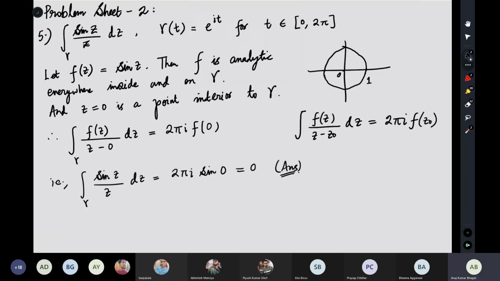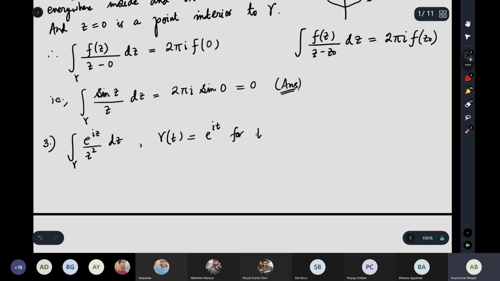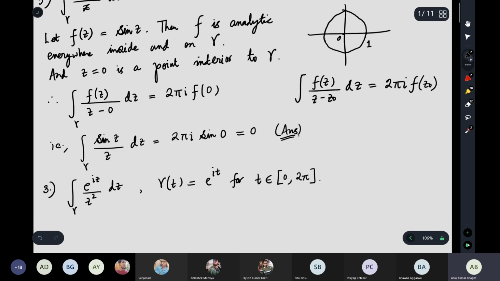Right. So a simple application of the Cauchy integral formula. We have an extended version of the Cauchy integral formula, which sir has already given. So let's go to number 3. The integral of e to the power iz by z square dz over gamma, again gamma is the same curve. Gamma t is e to the power it, for t going over the complete circle, 0 to 2 pi. The process is similar here, but here you have z square.